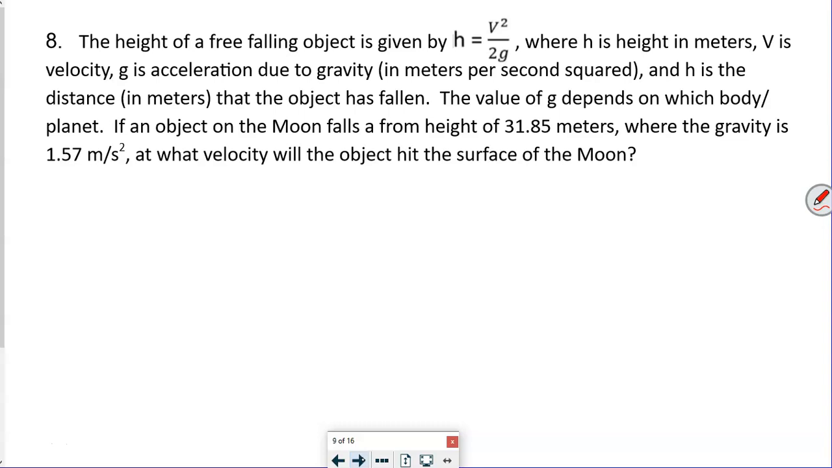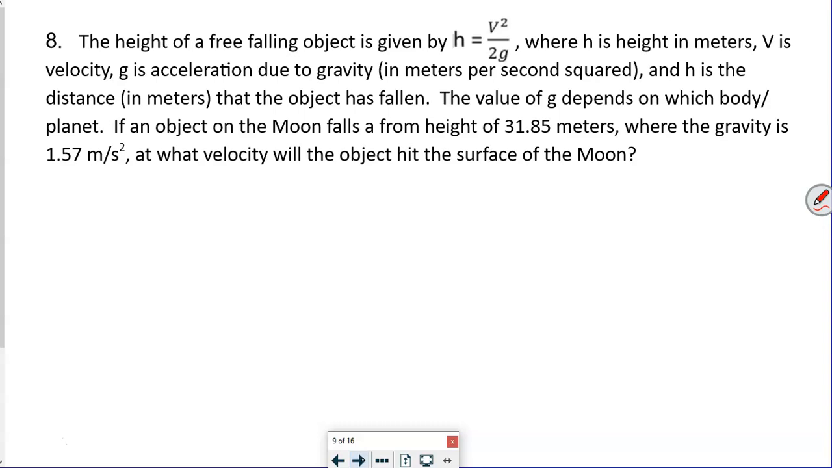All right, so number 8, this is a word problem. It says the height of a free-falling object is given by h is equal to v squared over 2g, where h is height in meters, v is velocity, g is acceleration due to gravity in meters per second squared, and h is the distance in meters that the object is falling. The value of g depends on which body or planet it is. So basically, gravity depends on the planet, right, and the thing that's being dropped.